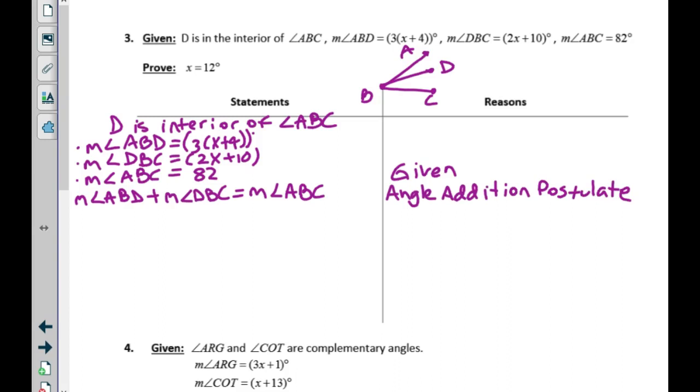Okay. Then we need to replace these with numbers. ABD, 3 parentheses x plus 4 plus 2x plus 10 equals 82. We just substituted.